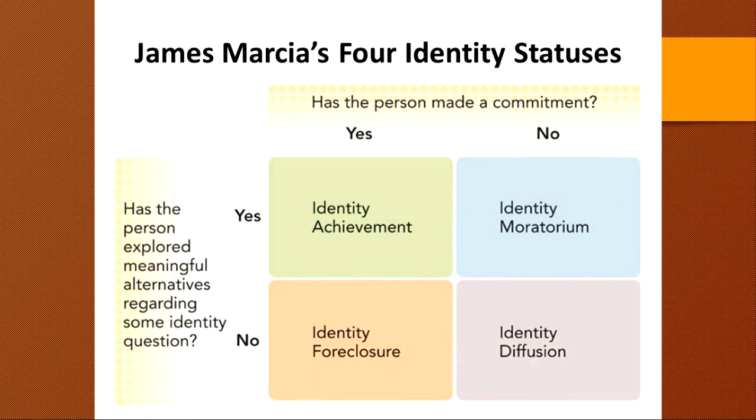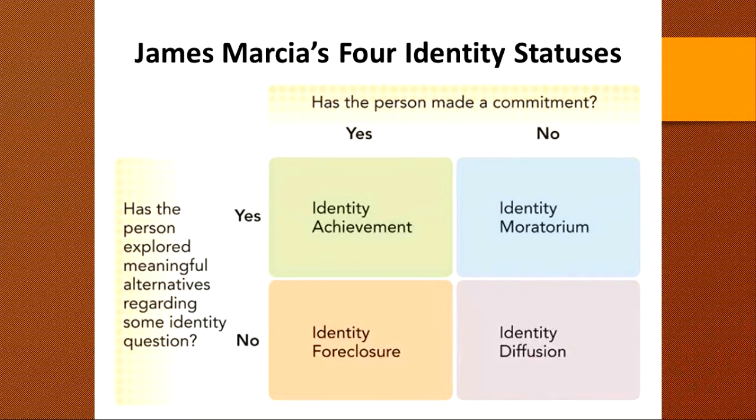Identity foreclosure. You do make a commitment, but no crisis has actually been experienced. So an identity may be forced on them by a parent, and they haven't had the opportunity to explore on their own. Here it's like exploring is purposely being forbidden. They haven't had the opportunity to explore, whereas if you're in identity diffusion, you don't even care to explore at all.